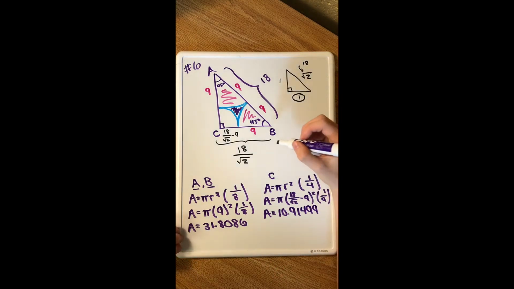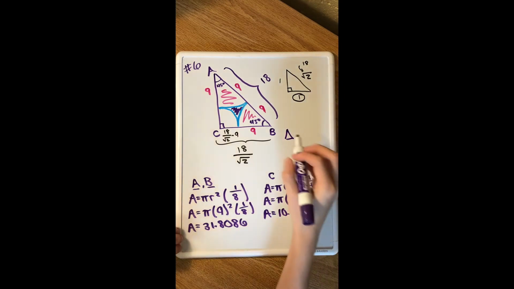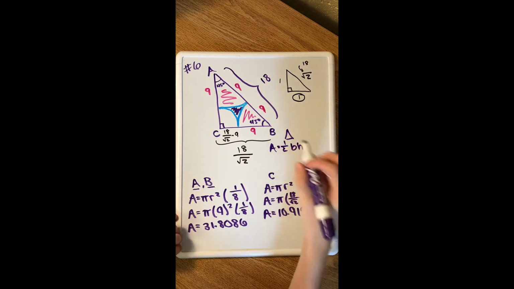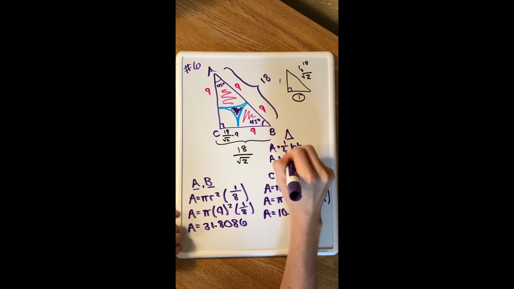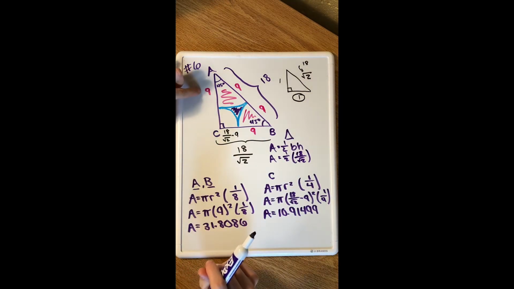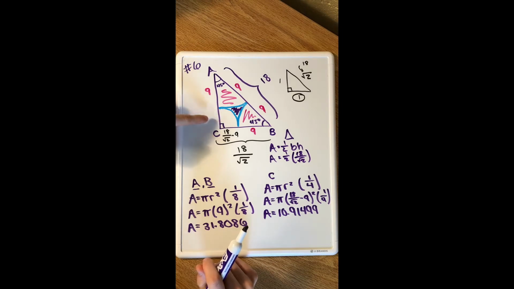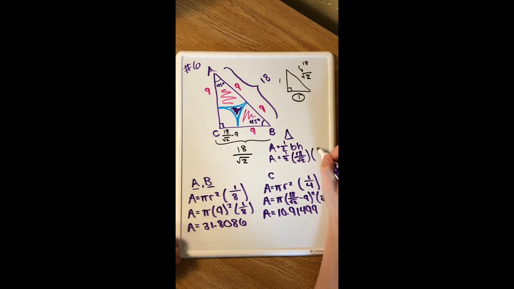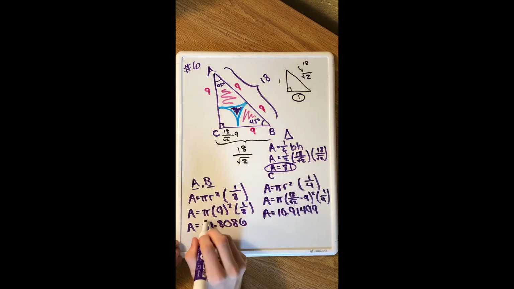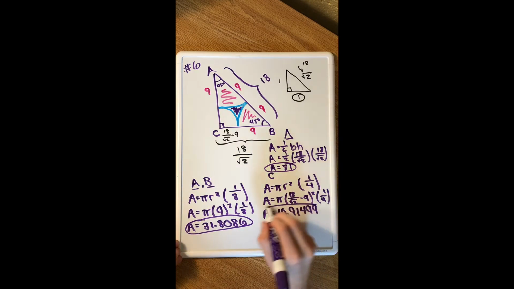And then we also need the area of the overall triangle. So for that, we know the area equals 1/2 base times height. We know that the base is going to be 18 divided by radical 2, which we figured out. And because this is the exact same, a radius of 9 and a radius of 18 over radical 2 minus 9, it's also going to have the length of 18 divided by radical 2, and we get the area of the triangle to be 81. So we have the area of the triangle, areas of A and B, and the areas of C.